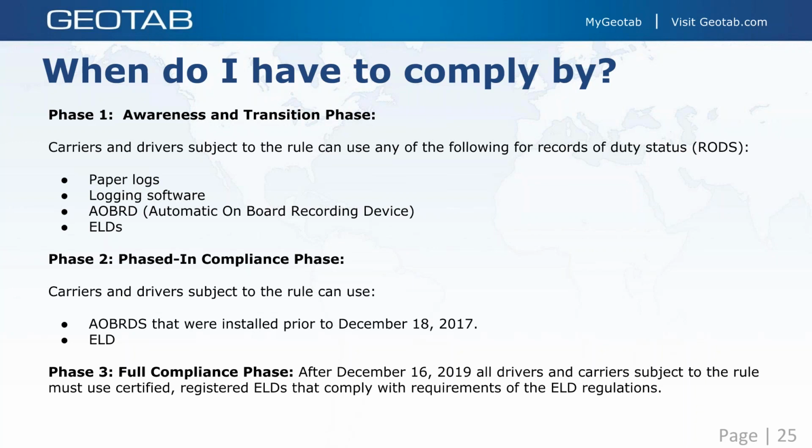Phase 3 is the full compliance phase. After December 16, 2019, all drivers and carriers subject to the rule must use certified, registered ELDs that comply with the requirements of the ELD regulations. As we stand today, an AOBRD can be used all the way through until December 16, 2019, provided you install it before December 18, 2017. After December 16, 2019, there will be only one acceptable solution, and that's an ELD.